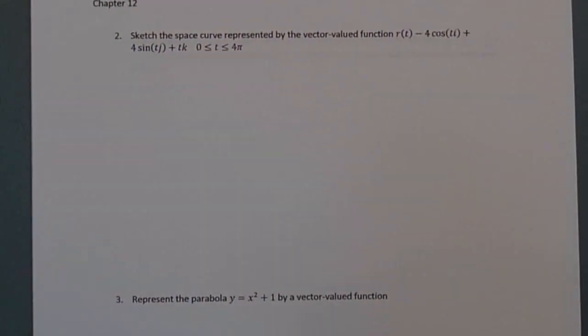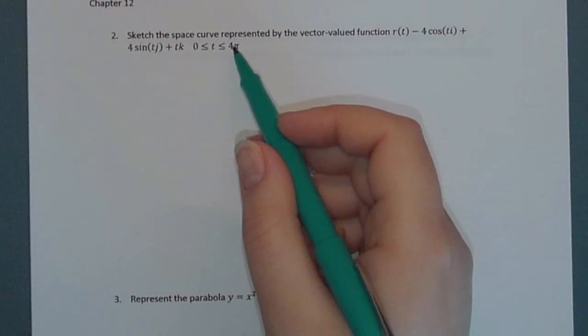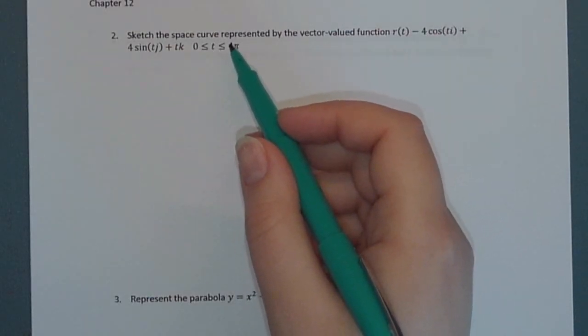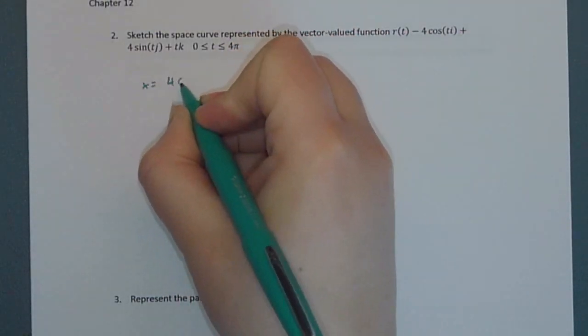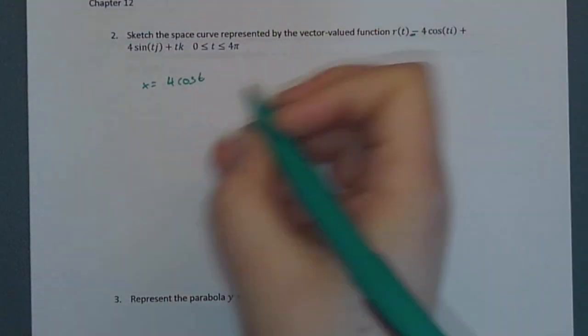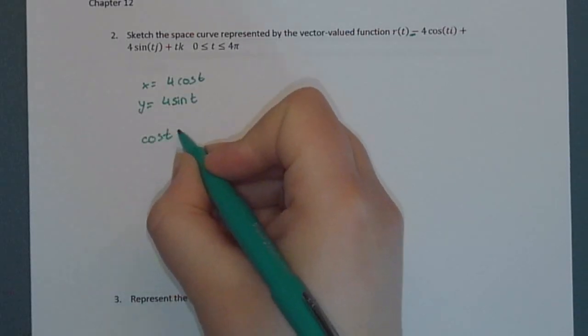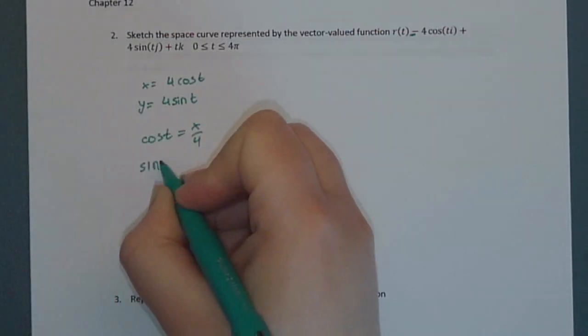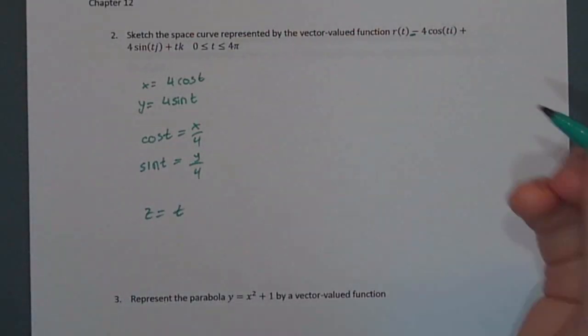Alright, number 2. We're sketching a space curve represented by the vector valued function negative 4 cosine of t i plus 4 sine of t j plus t k. And we're going from 0 to 4 pi. So x is 4 cosine of t, y is 4 sine of t. So cosine of t is x over 4, sine of t is y over 4, and then z is just t, so that one's not that bad.